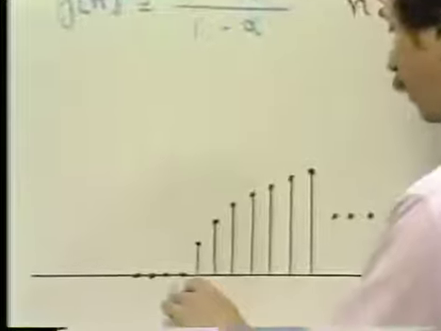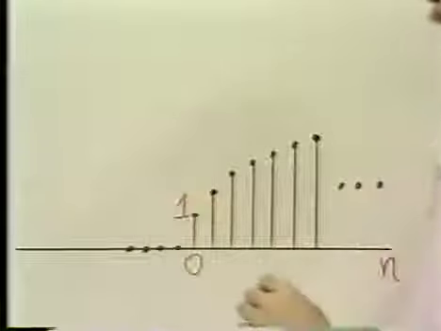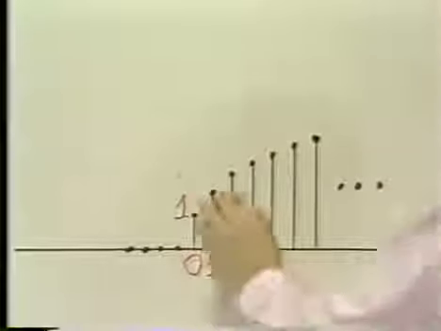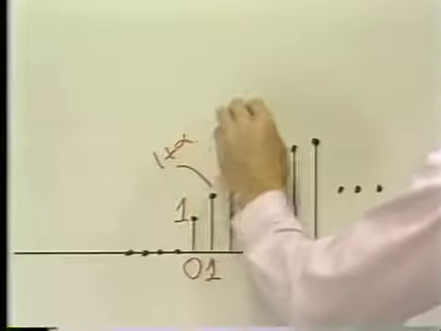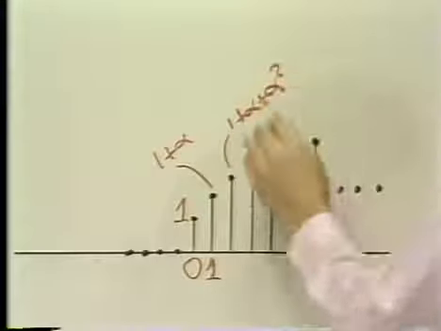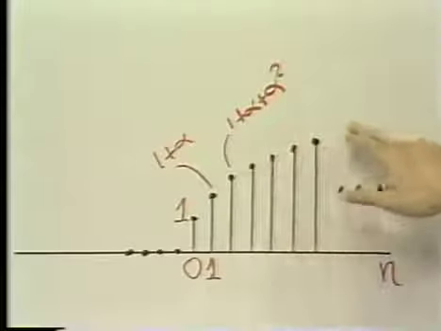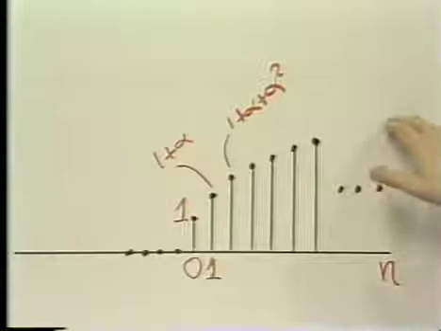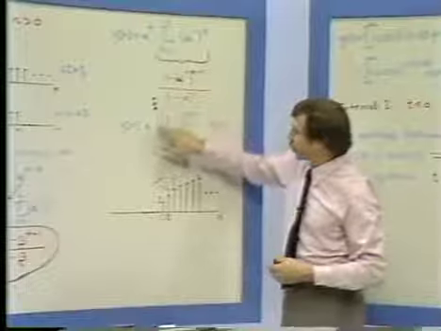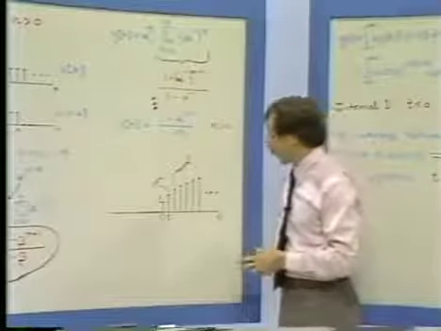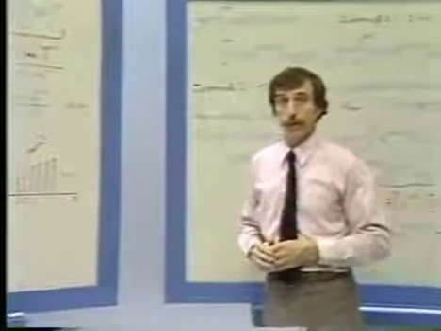The first non-zero value occurs at n equals 0, and it has a height of 1. And then the next non-zero value at n equals 1 has a height of 1 plus alpha, and this is 1 plus alpha squared. The sequence continues like that and asymptotically approaches, as n goes to infinity, 1 over 1 minus alpha, which is consistent with the algebraic expression that we developed, and obviously is also consistent with the movie.